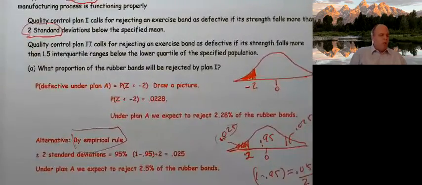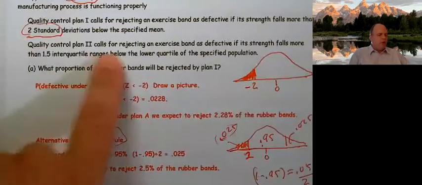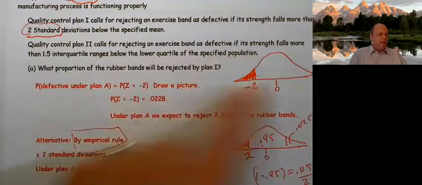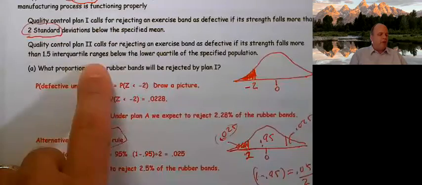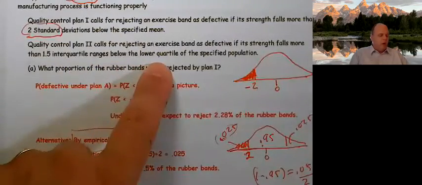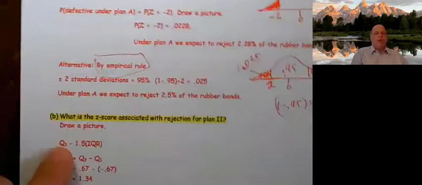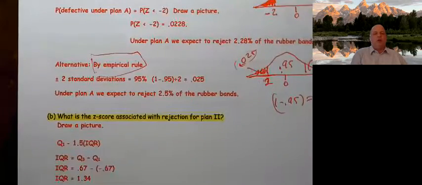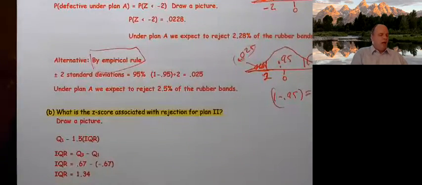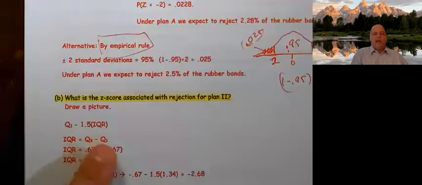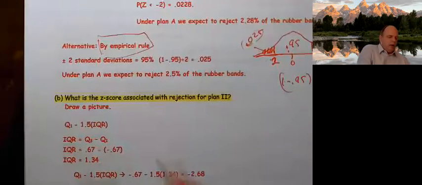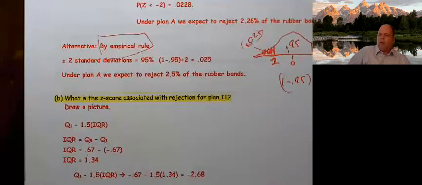All right. So quality control Plan 2 calls for rejecting an exercise band as defective if it falls more than 1.5 interquartile ranges below Q1. So I just wrote down Q1 minus 1.5 IQR because that's what they said. I need to show them that I know what IQR is. And you're like, okay, where did you get those values? Well, that's a good question.